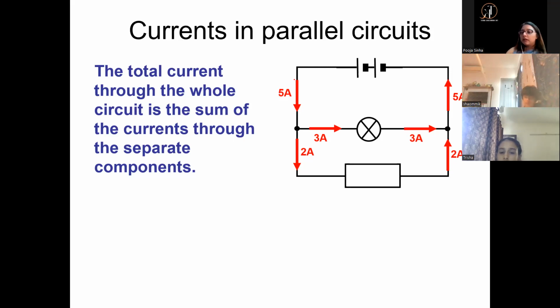In a series circuit, how was the current? Was it the same all throughout? The current was 3 amperes. Was it the same all throughout? Yes. Okay. But what do you see here?